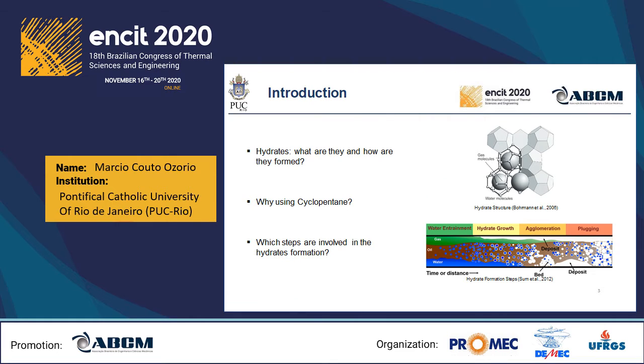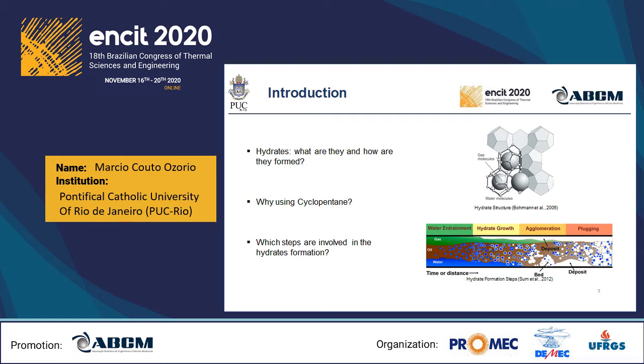So, what are hydrates and how are they formed? Hydrates are crystalline compounds formed basically by water and small gas molecules, such as methane and ethane. They need to be submitted to high pressures and low temperatures to be formed. In such conditions, gas molecules are trapped and kept by water hydrogen bonds.